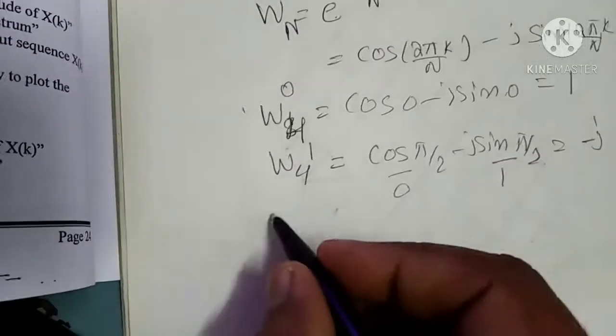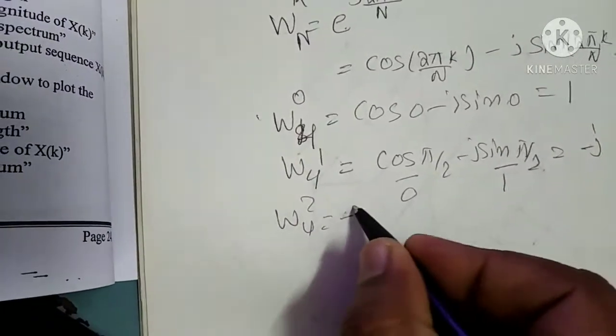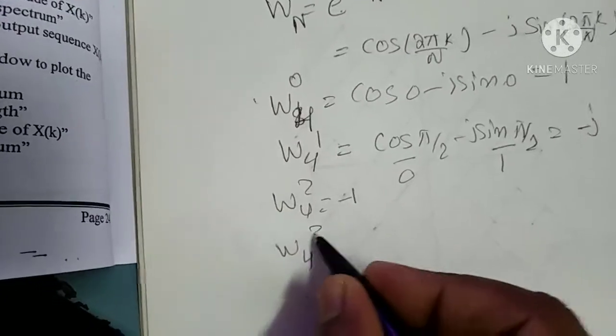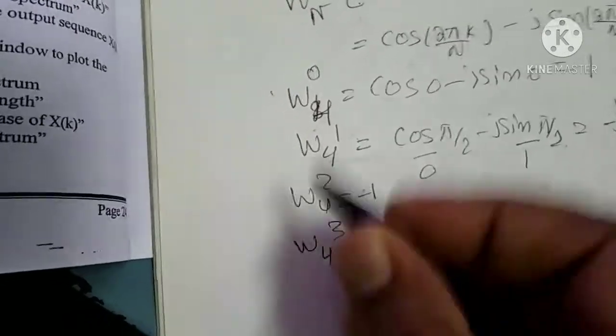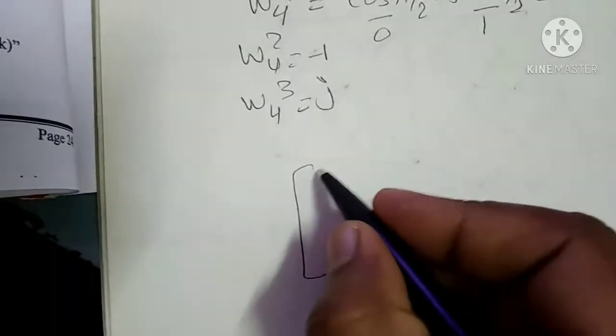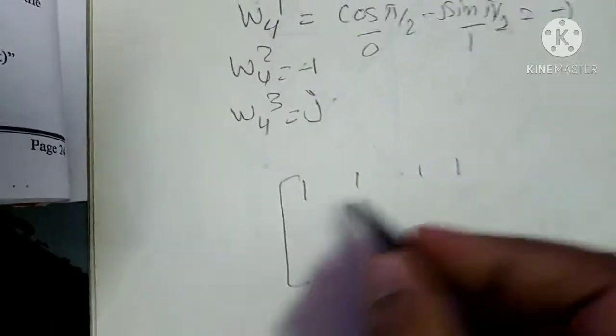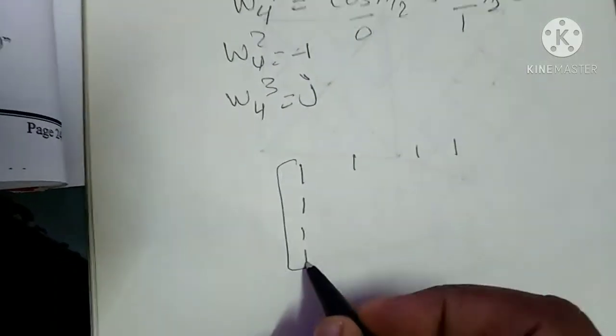Okay, like this we will get omega 4 to the power of 4, which is 1, omega 4 to the power of 2, which is minus 1, and omega 4 to the power of 3, which is j, after substituting the value. So these values can be written in matrix form also: 1 1 1 1.